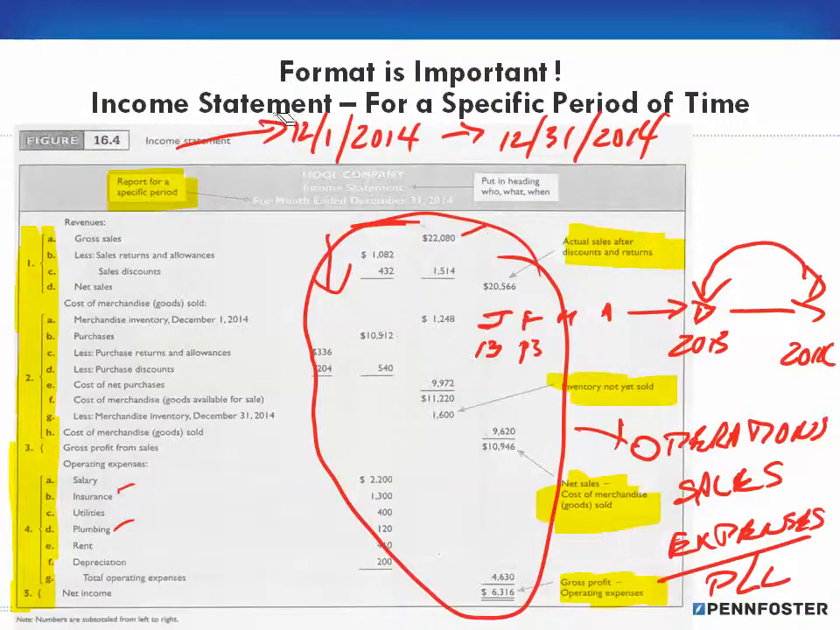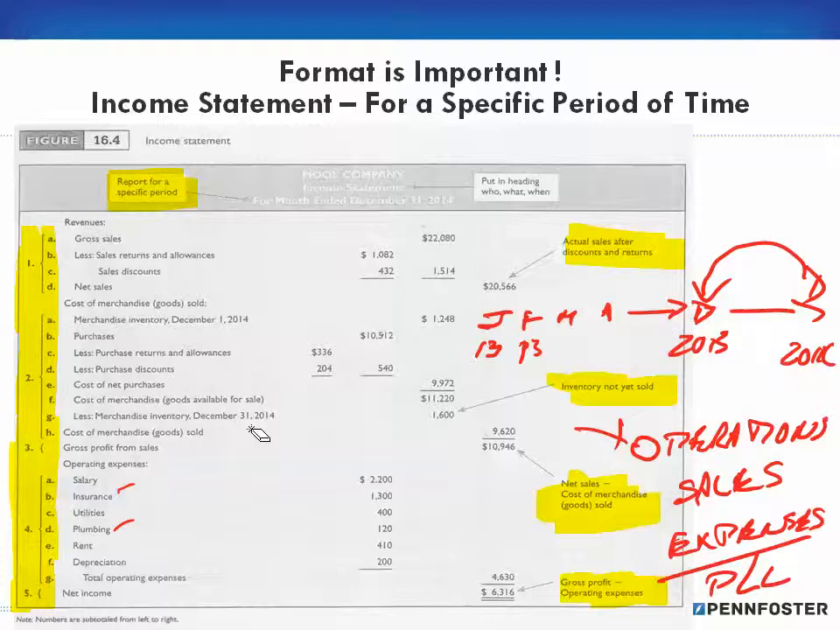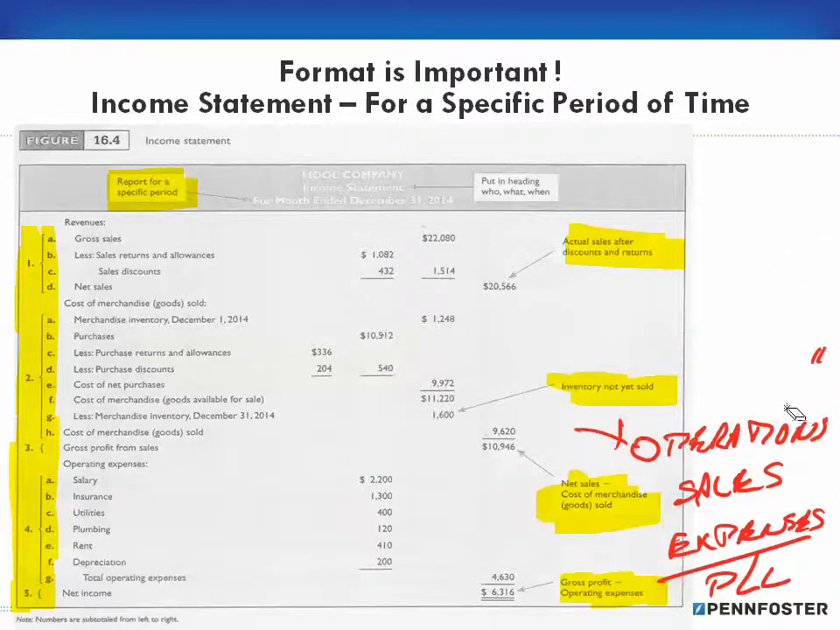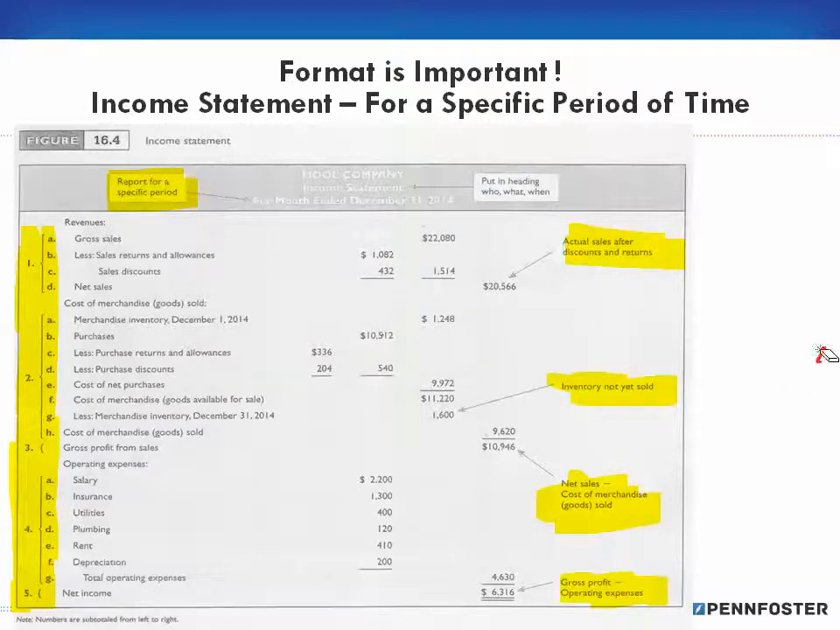Now, with all of that said, let me erase all of this. This here, on the most simplistic level, an income statement is revenues less expenses. And that gives you a profit or loss. Okay, but that isn't very helpful information.